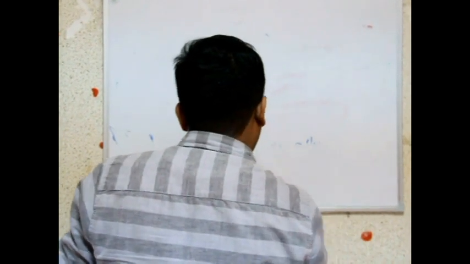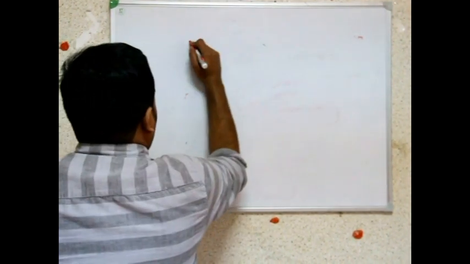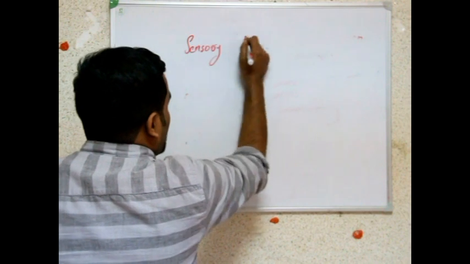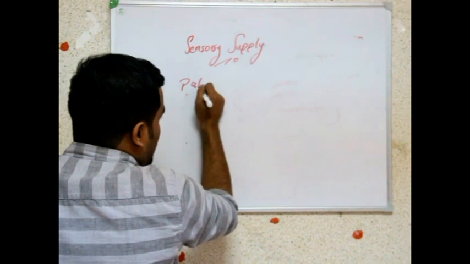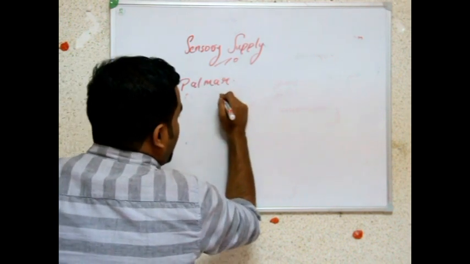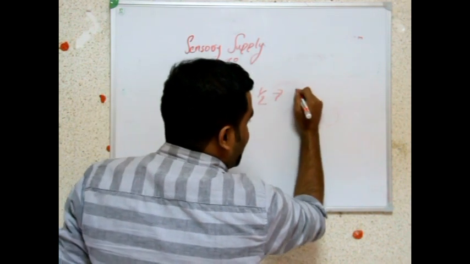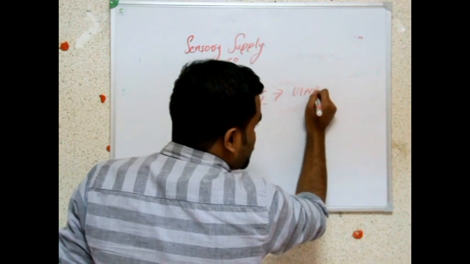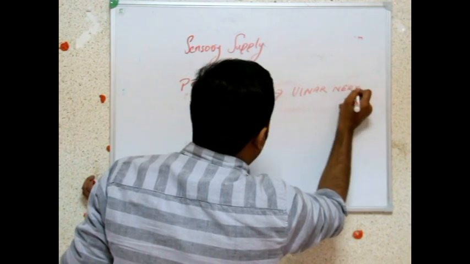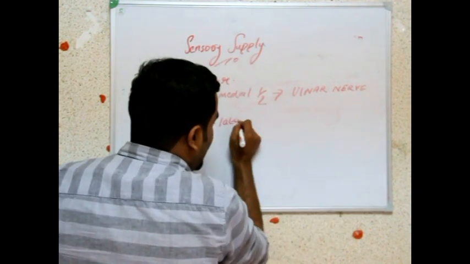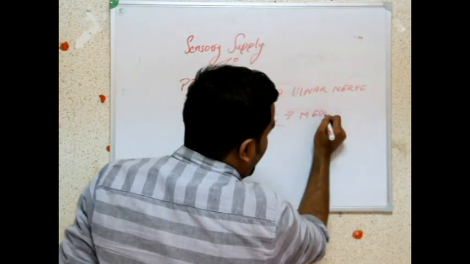Write it here. Sensory supply, very important. Palmar side: medial 1.5 by the ulnar nerve, the little finger and half of the other finger. Lateral 3.5 by the median nerve. Okay, it's not radial, it's median nerve.